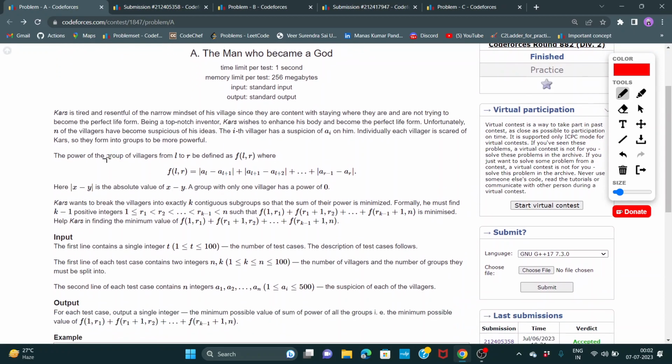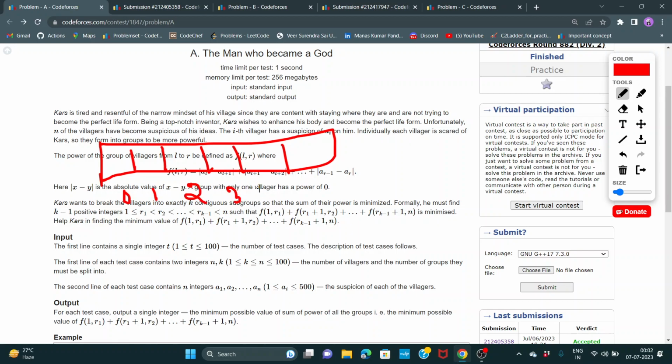The first problem is, let me just explain the problem. You are given an array. Let's take an example. This is index 0, 1, 2, 3, 4, 5, and the size of the array is 6. You are also given an integer k, and the value of k is 3. This is array a.